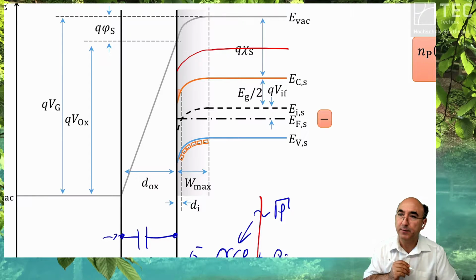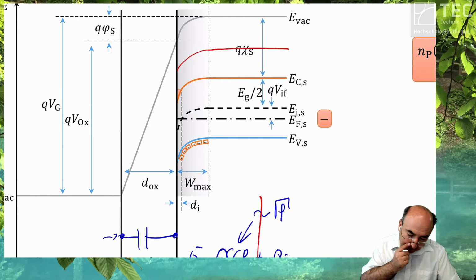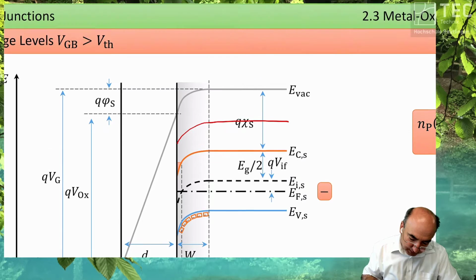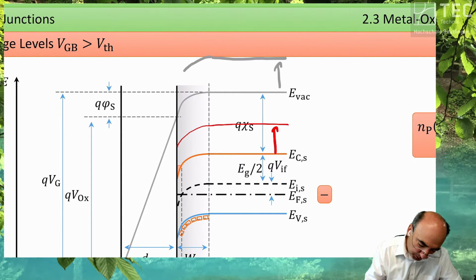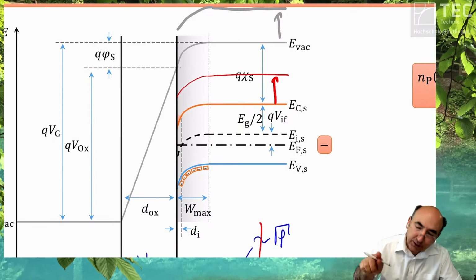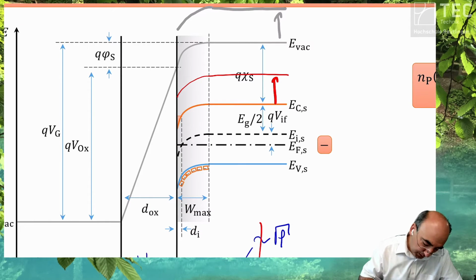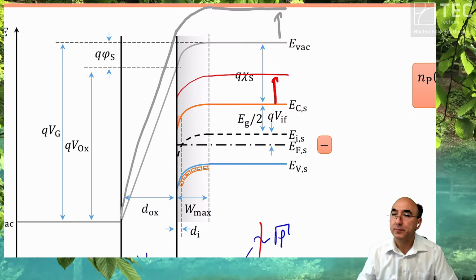Almost the same bending. I have to switch to gray now. So you have increased the voltage here, you have increased it in the same way here. You have almost the same bending, and the additional applied voltage is consumed at the oxide.